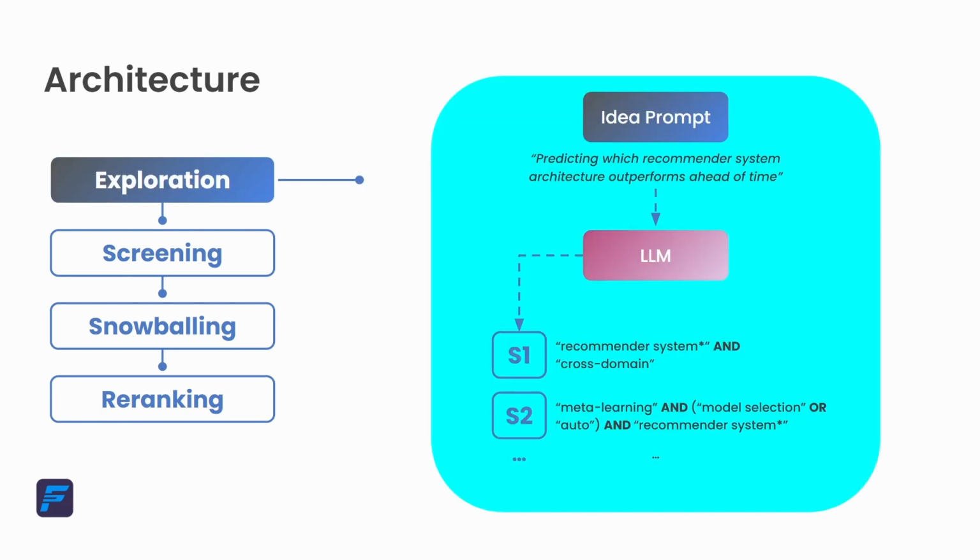So exploration is where we get an initial idea prompt from the user. So the user might say, oh, I want to predict which recommender system performs best ahead of time, right? We pass that to an LLM. So a large language model will process the idea prompt, and the LLM has a specific system prompt that tells it to deconstruct your idea into, I think it's 10 or 15 individual search strings with minimal overlap between search strings. And each one of these search strings can make use of the AND or OR operators. It can make use of the asterisk for wildcards, depending on the search engine that we're using.